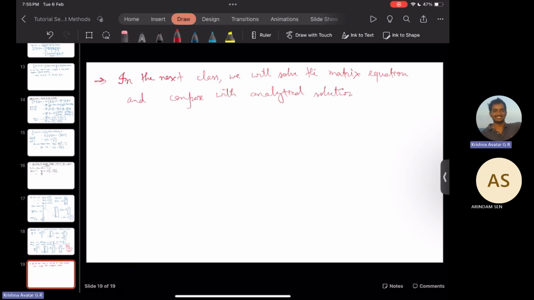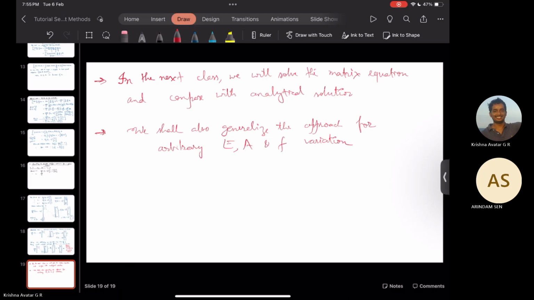That is the first job. And the second job would be we shall also generalize the method, the approach, for arbitrary E, A, and F variation, since this is what is necessary. Okay, so this will be our task.